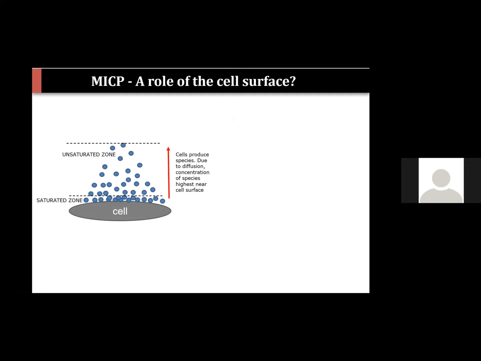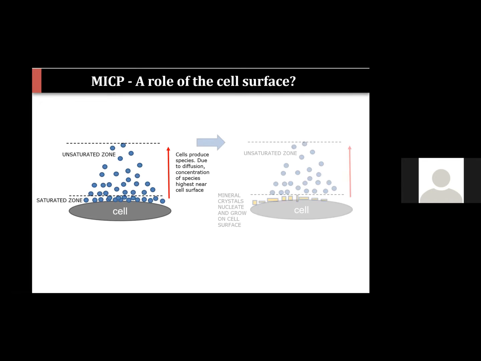Now, obviously, this is kind of the hypothesis. What's the role of the cell surface? Simply put, we have the cell releasing urease. So we generally see a concentration gradient of inorganic carbon and urease away from the cell surface.